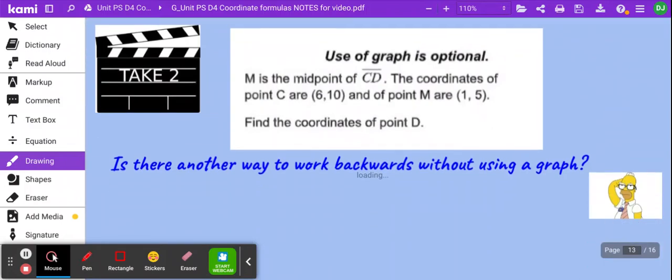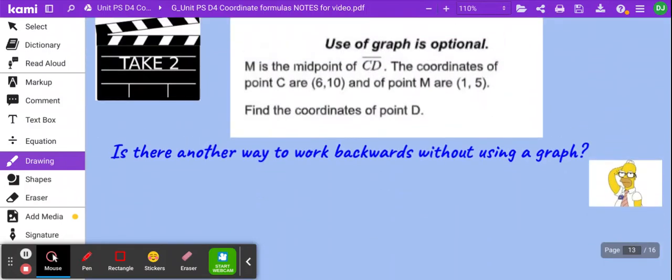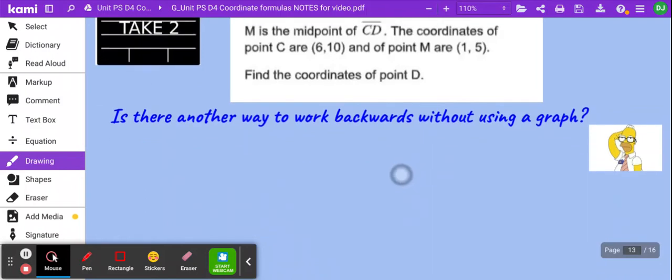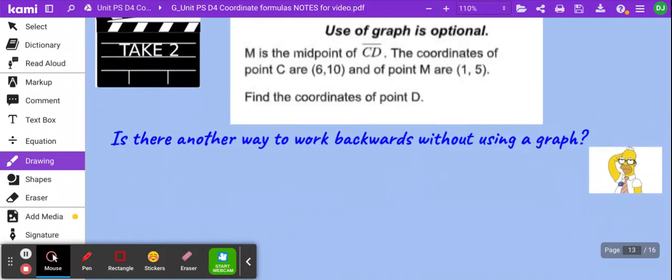And then I just want to show you, since this question, if you get this, will always say the use of a graph is optional. On every Regents, you get scrap paper in the back. Okay, so I picked the same problem that we did graphically with the endpoint at C and the midpoint at M(1, 5), because we already know the answer, right? So this would be a good way to check different methods. So it's saying, is there another way that you can work backwards using the graph?